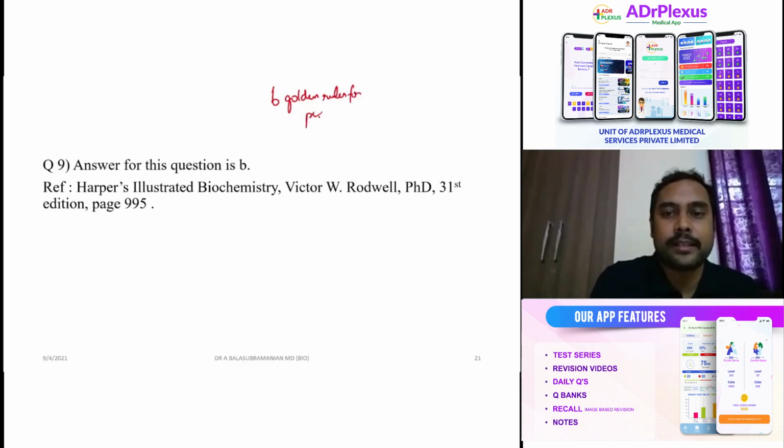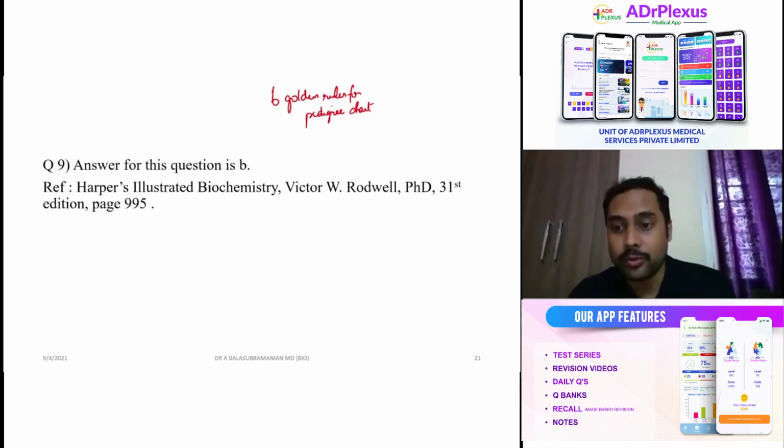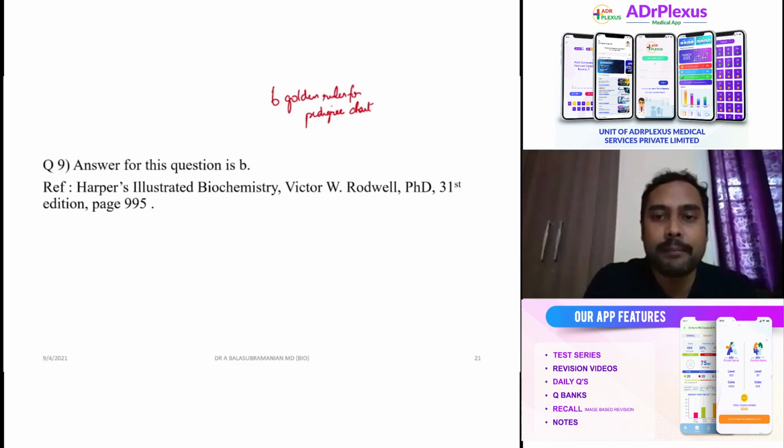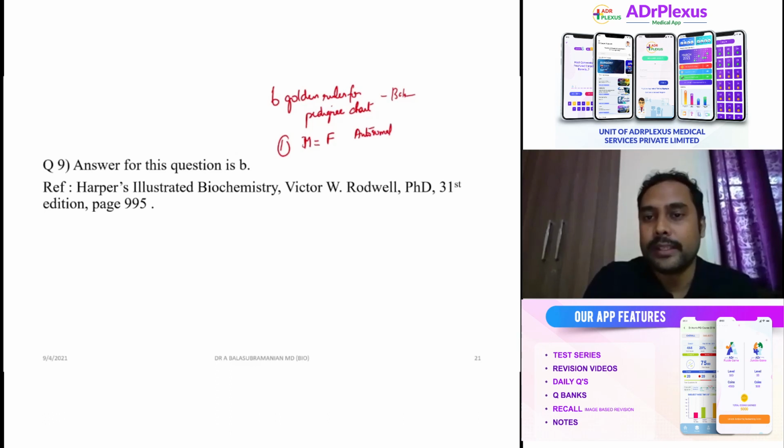for the pedigree chart. How to decode a pedigree chart. Point number 1. So Bala's rules, biochemistry rules. Good. Point number 1. If the affected males are equal to females, then it is an autosomal disorder. If the males are greatly affected or females are greatly affected, then it is a sex-linked disorder. This is rule number 1.